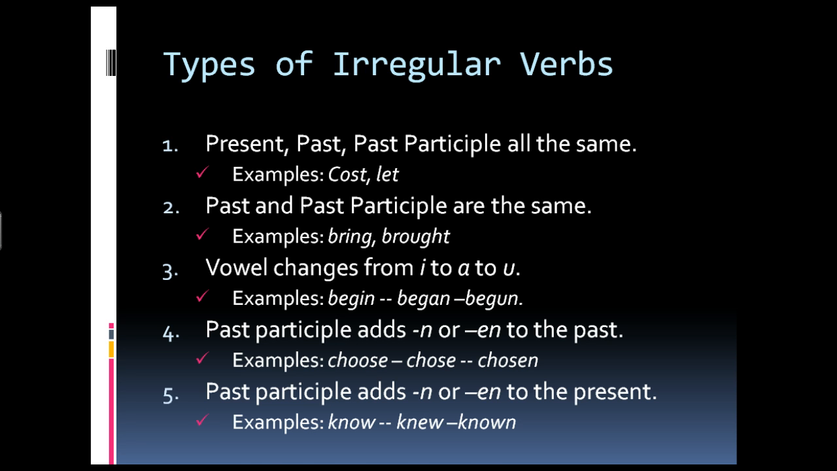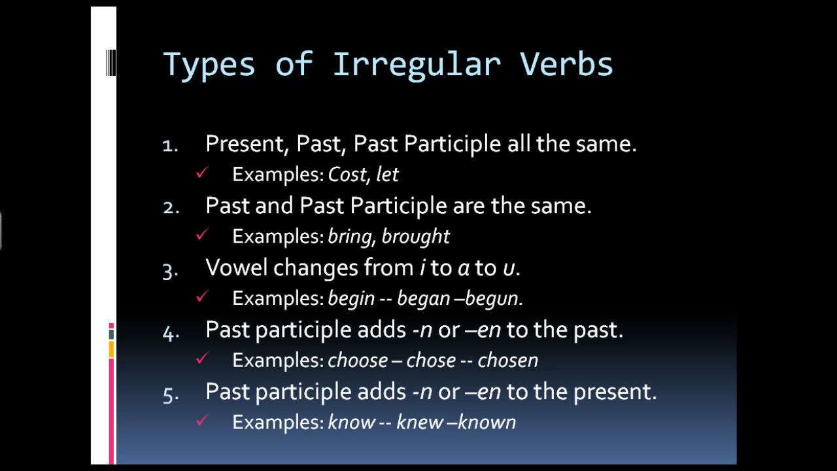More commonly, we add n or en to the past or to the present. So choose, chose, and chosen, we don't say chose. Whereas group 5 is know, knew, and known. We don't say knowed, because obviously as it sounds, it's a different word altogether. Again, don't try to memorize these 5 patterns, but know that there are different ways of doing it.